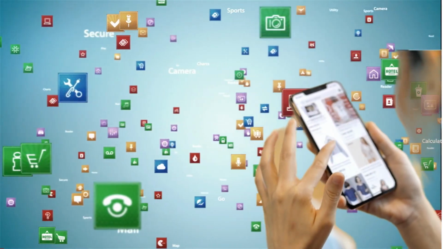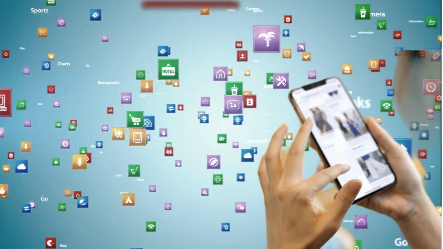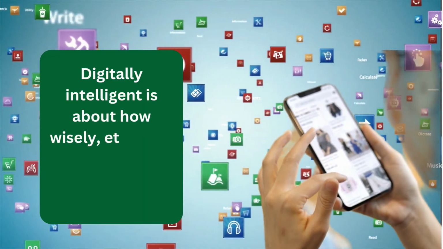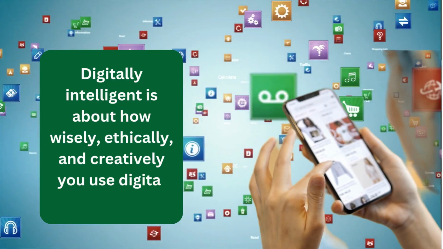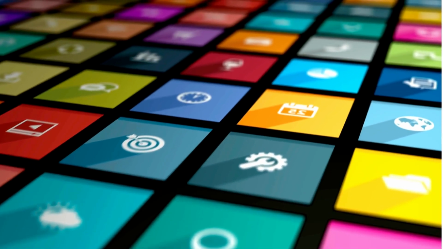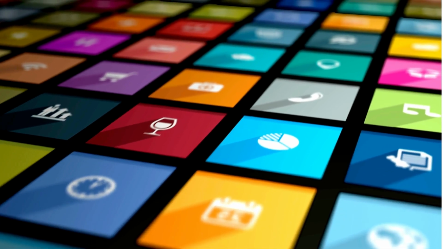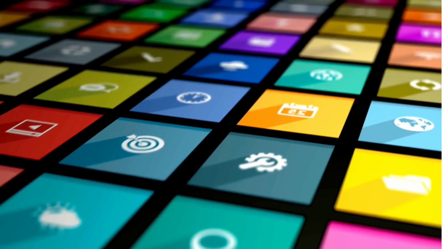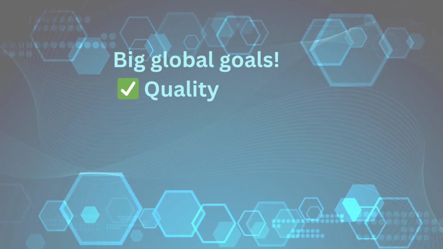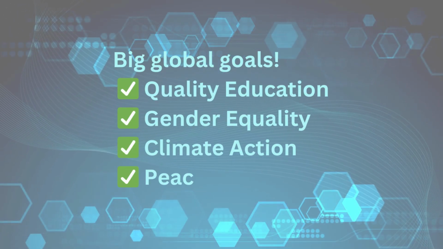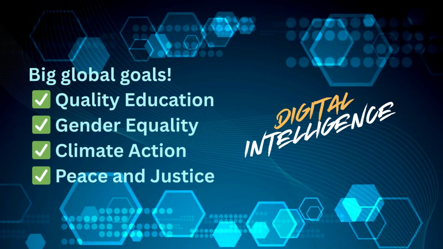And remember, being digitally intelligent is not about how many apps you know, it's about how wisely, ethically, and creatively you use them. That's the real superpower. When we teach and learn these digital skills the right way, we are not just helping ourselves, we are also contributing to some pretty big global goals like quality education, gender equality, climate action, peace, and justice. All these sustainable development goals are deeply connected to digital intelligence.